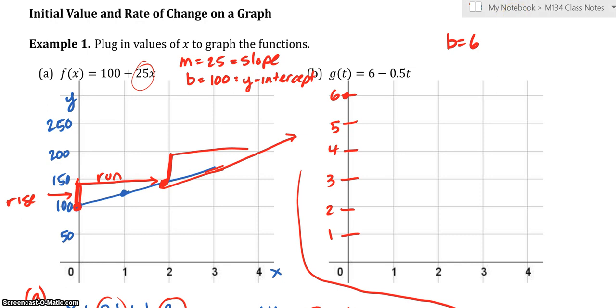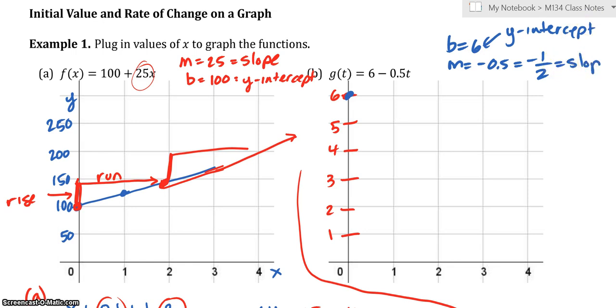And we can go back to blue. And m is negative 0.5, which, by the way, is negative 1 over 2. So 6. We can use this to actually graph it, because I know this is the y-intercept. I know this is the slope. So from this point, 6 is the y-intercept, and then I can go down 1 and right, down 1, and run 2.